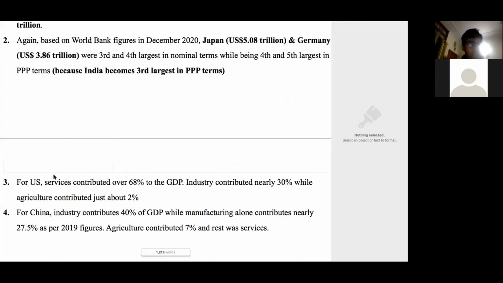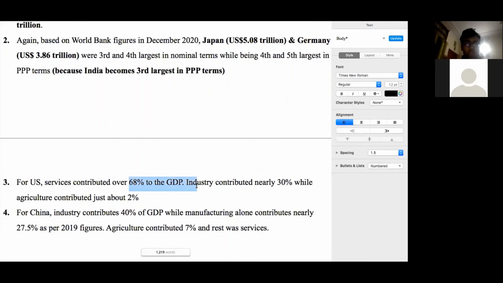For the United States, services contributed over 68% to the GDP. Industry contributed nearly 30%, while agriculture contributed just about 2%. As I was discussing in the early part of this session, in any advanced economy, services form a major contributor to the GDP, and then high technology manufacturing comes next. High technology or medium technology manufacturing is also significant, but agriculture is very small. In the US, and for a lot of other developed countries as well, agriculture hovers around 2% or at max 3%.